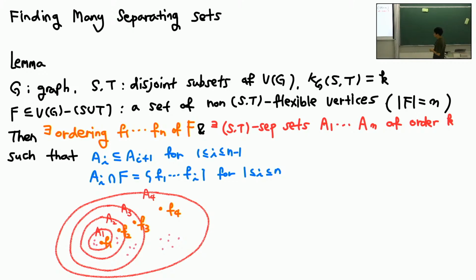So this picture describes what I want to get in this lemma. Here are the separating sets A1, A2, A3, and A4. Then F1 is in here, F2 is in here, F3 in here, and F4 in here. So whenever we extend to Ai+1, the element Fi of F is the only vertex of F contained in the extension.